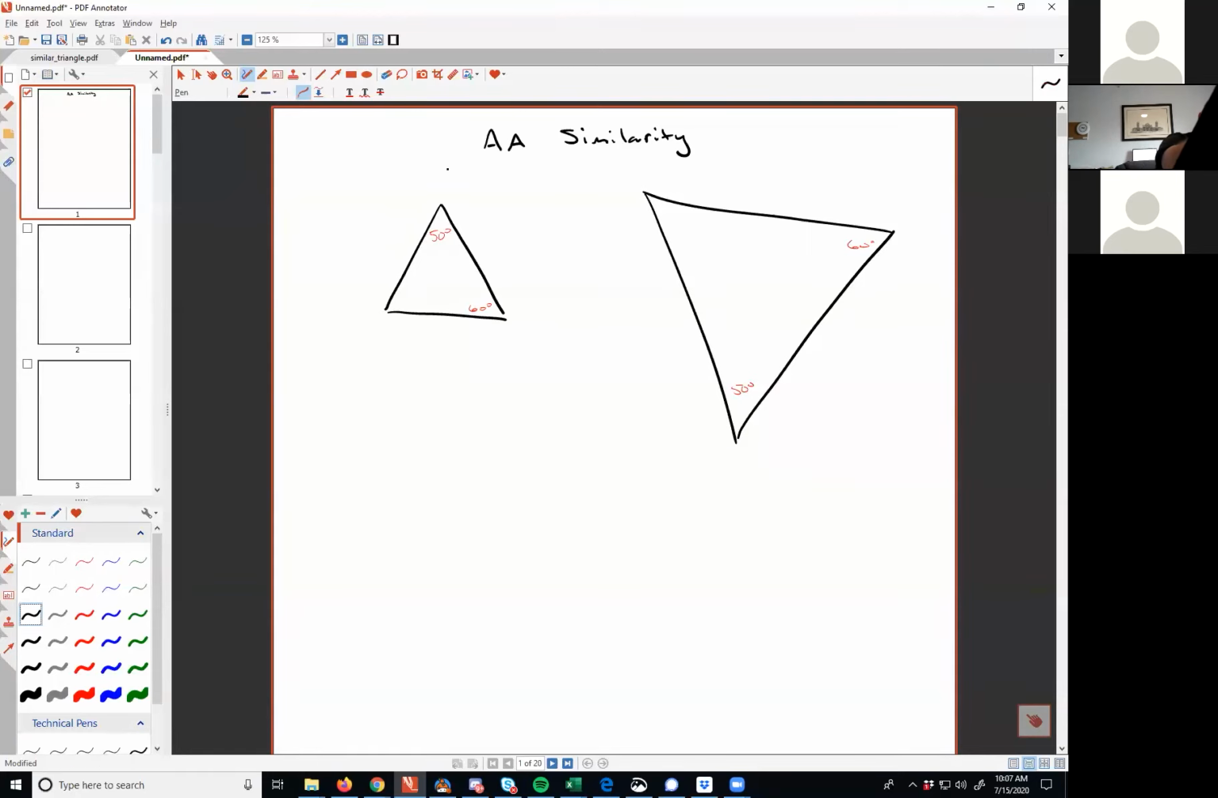well, I'm going to give some labels here: A, B, C and E, F, D. What we're going to find is that AB over DF equals BC over FE equals CA over ED.